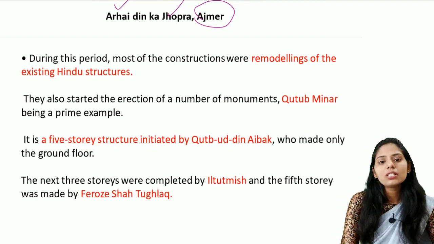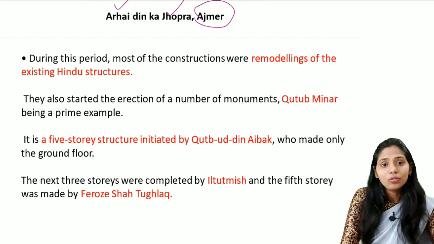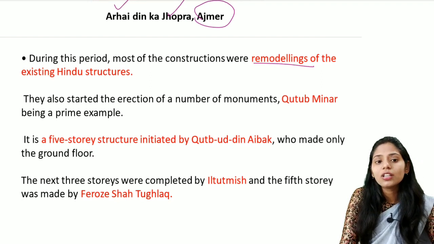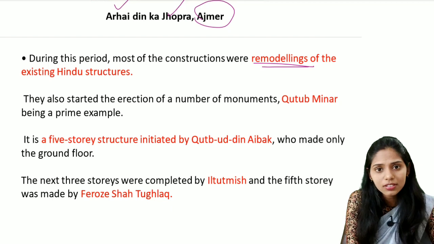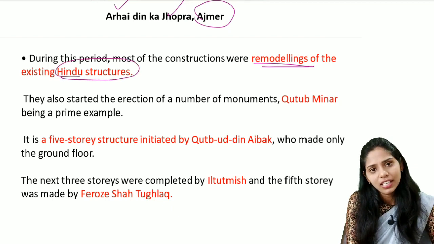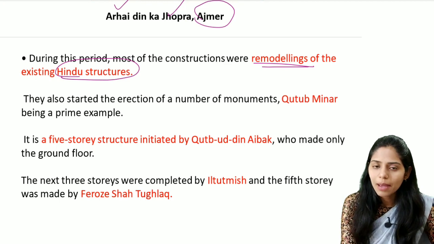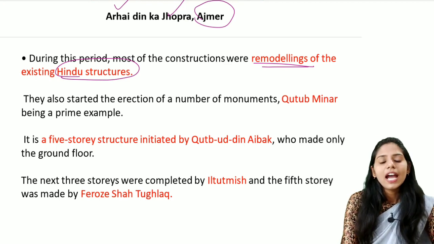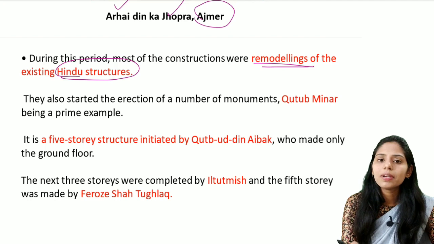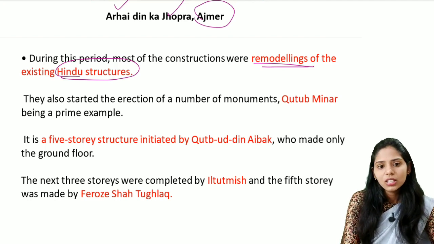So if you see some of the important features of this architecture during the Slave Dynasty, the first important one is, during this period, most of the constructions were based on the remodeling of the existing Hindu structures. Already some Hindu structures are present, and the remodeling of these structures happened mainly during this period. And the first important one you should remember regarding this Mamluk style is the Kutub Minar.